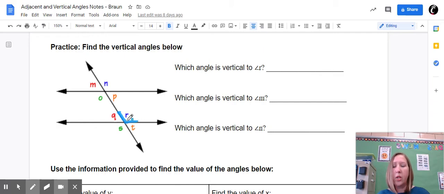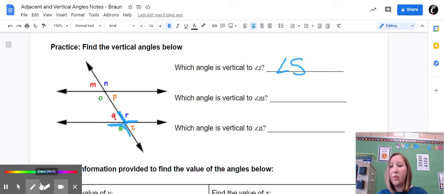I want to look for which angle is directly across from that. And the cool thing is the angle actually kind of points to its vertical angle. So this little pointing right here points us right over here to angle S, which is our vertical angle. So the angle vertical to angle R is just angle S. So let's take a look at our next one.